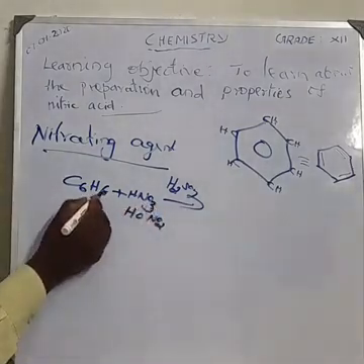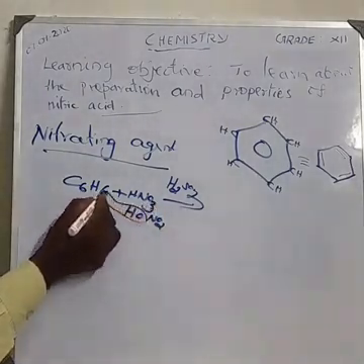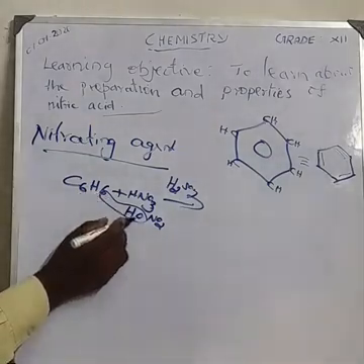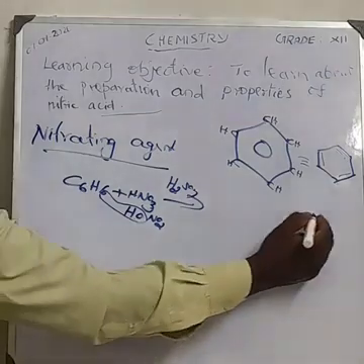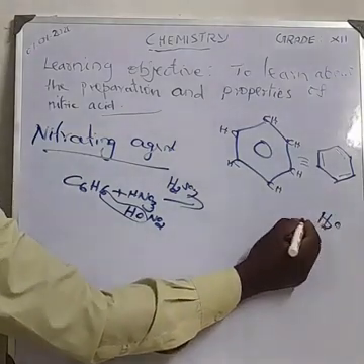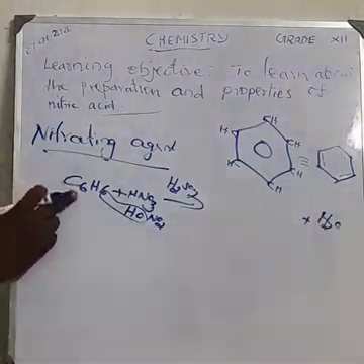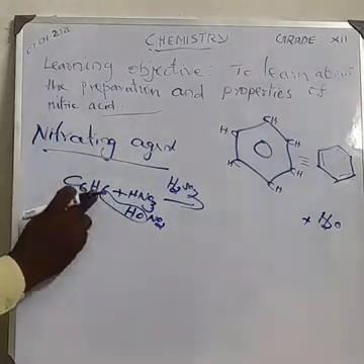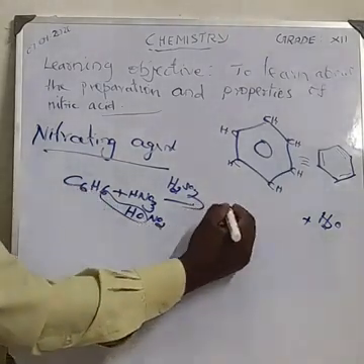So one of the hydrogens combines with OH to form what is the product? H2O. Clear? H2O. What is the remaining product? C6H, one is left out, so C6H5NO2.